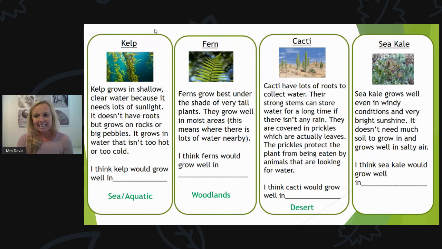And finally, sea kale. Where it's sea kale, it grows well in even windy conditions and very bright sunshine. Doesn't need much soil. Oh, and salty air. Oh, well, that's got to be coastal. Yeah, well done. Coastal or the beach, if you've written, is also fine.